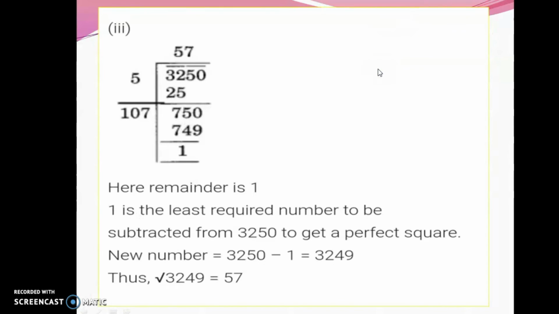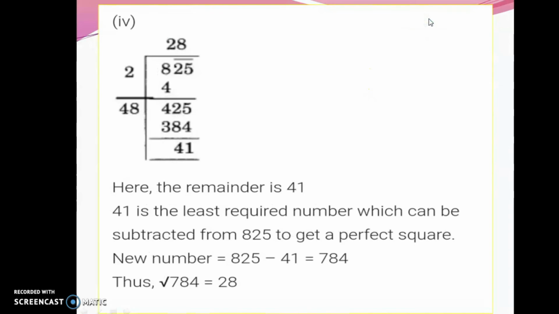Third part is 3250. Find out its square root by division method. In this case, remainder is 1. So 1 is the least required number to be subtracted from 3250 to get a perfect square, and the new number will be 3250 minus 1, that is 3249, and its square root will be 57.